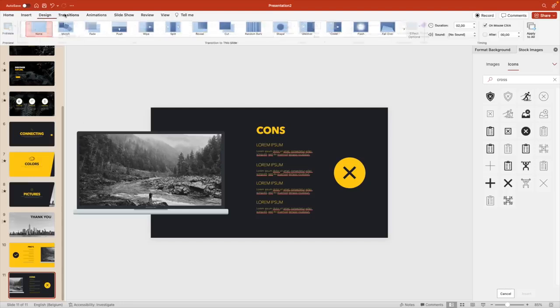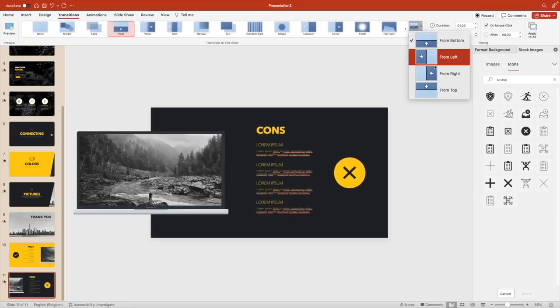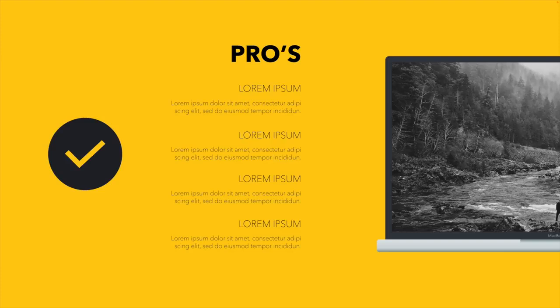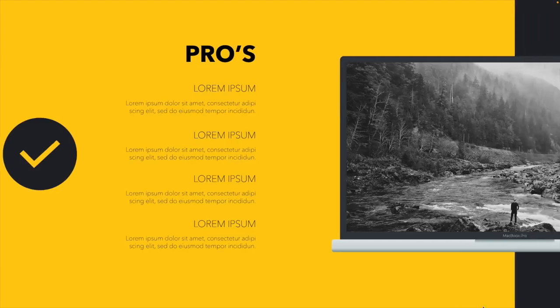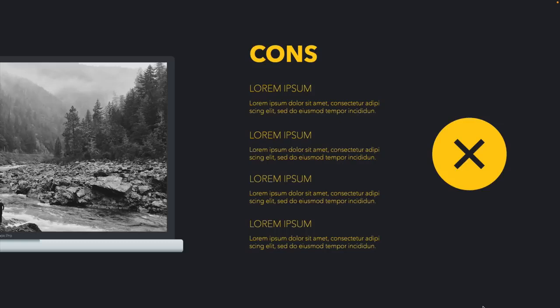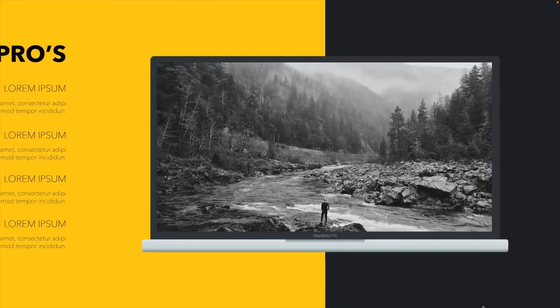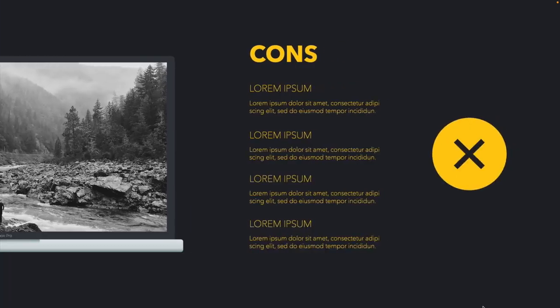If we now add a transition, the push transition, from the right again, increase the duration. Let's preview what we have. And this is a pretty cool way to show pros and cons of a different product. You can put your product in the middle, you can really play around with it and customize it in your own way. But I think it's a really nice effect that you can create in PowerPoint, which is a little bit more dynamic and you can really focus in on the pros or the cons one at a time.